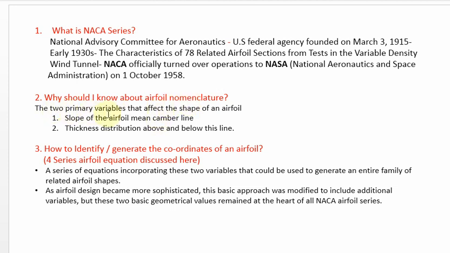The two primary variables that affect the shape of an aerofoil are, first, the slope of the aerofoil mean camber line, and second, the thickness distribution above and below that line. For this, I want you to come to know the meaning of the camber line. These are the details we will learn at the end of the study of aerofoil nomenclature. That is the need to study aerofoil nomenclature.